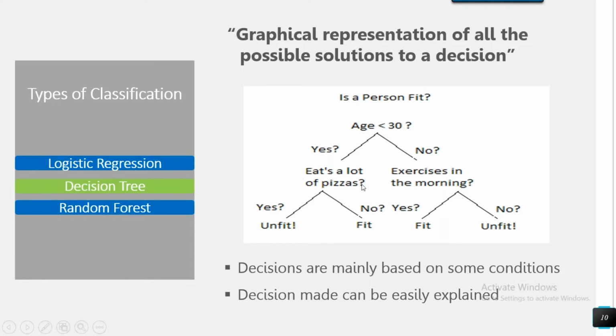Then there is another question you ask: does the person eat a lot of pizza, for example? If the person eats a lot of pizza, we treat them as unfit, and those who do not eat a lot of pizza are fit. And here, when the age is less than 30 is no, you ask the question: exercise in the morning? If yes, then they are fit, and if no, then unfit. So finally you get a result, you want to find out fit and unfit from the data.